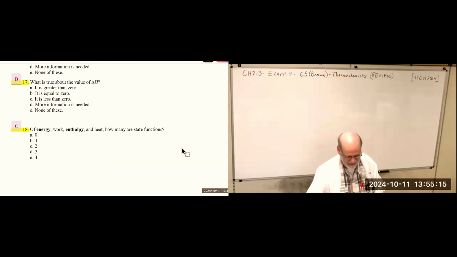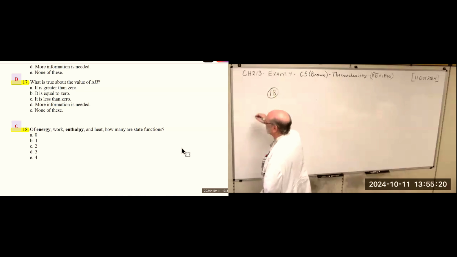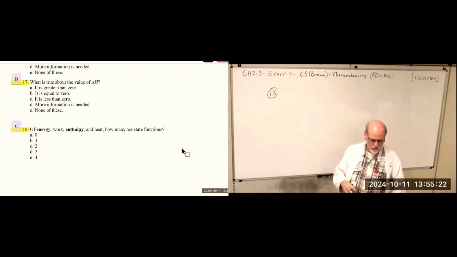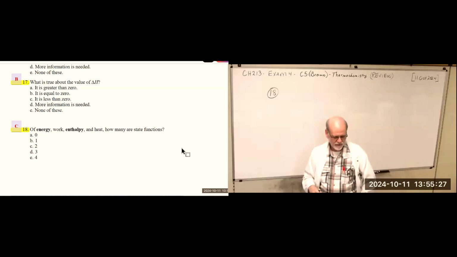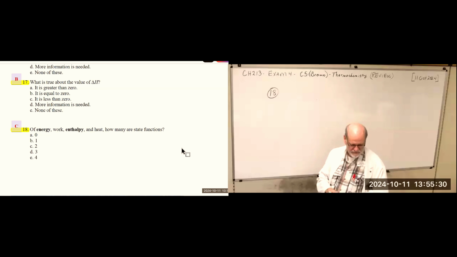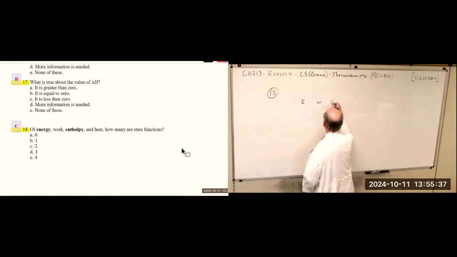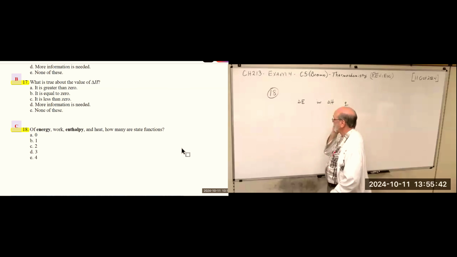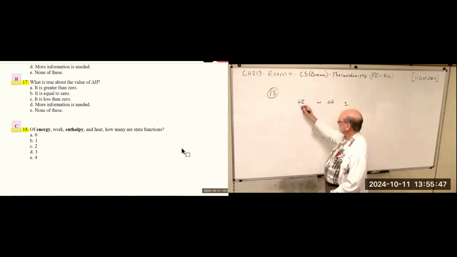All right, so now we're down to 18. Energy, work, enthalpy. Okay, I forgot and left them bolded. So you got the answer there already. How many are state functions? Energy, work, enthalpy, and heat. Which are state functions? That's a state function. That's a state function.